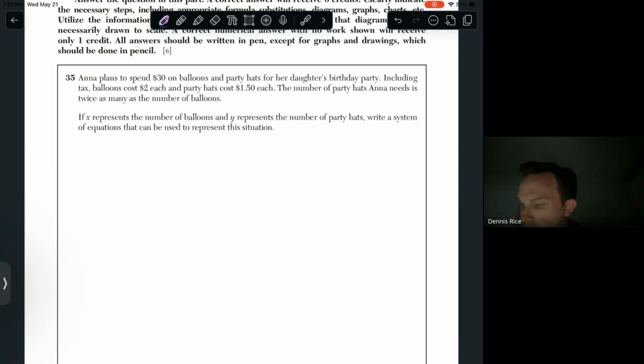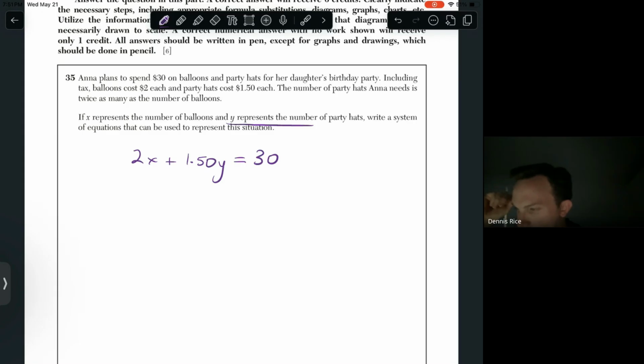Okay, not a bad start. So X is balloons here. So 2X plus 1.5Y is party hats. Party hats are $1.50. She's going to spend $30. So that's one of my equations.